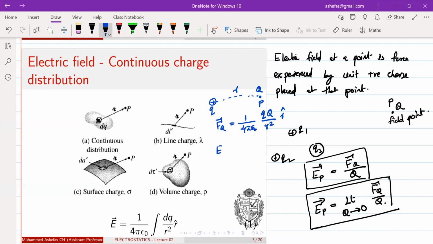Then the electric field at point P would be equal to F on capital Q divided by capital Q. That would become 1 by 4 pi epsilon 0 small q by r square r cap. So this is the electric field produced by a point charge. Okay, so this definition we have to remember. If you have a point charge, the electric field at some point away from that point charge is simply 1 by 4 pi epsilon 0 q by r square r cap, where r cap is the direction of the vector connecting the source point to the field point.